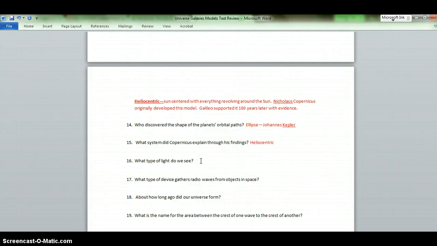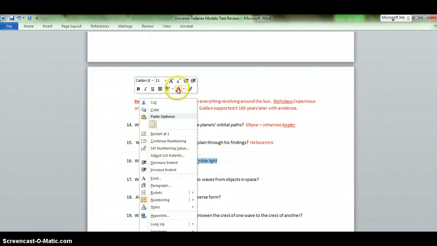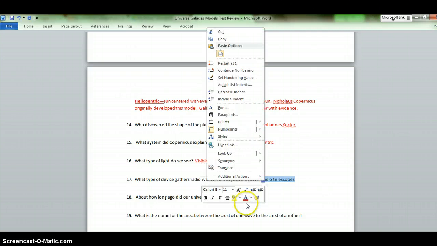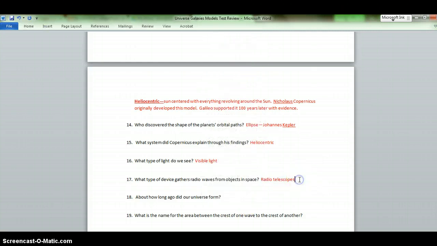What type of light do we see? Don't make this more difficult than it is. It is simply visible light. We can see it. It's visible to us. Okay, and then what type of device gathers radio waves from objects in space? Remember when we talked about telescopes, there were a lot of different types of telescopes, and they were specific to the waves that they were able to detect. Radio waves are simply detected by radio telescopes.